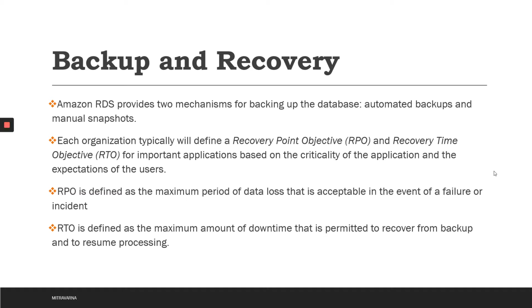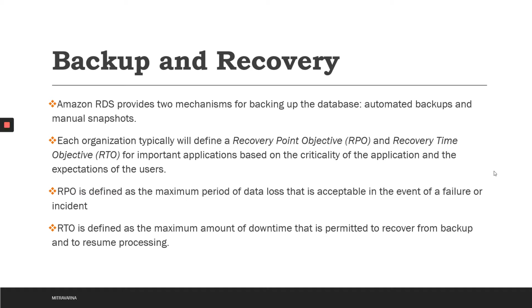Amazon RDS provides two mechanisms for backing up the databases. First one is automated backups. Second one is manual snapshot. Each organization will typically define a recovery point objective and recovery time objective for important applications based on the criticality of the application and the expectation of the users.